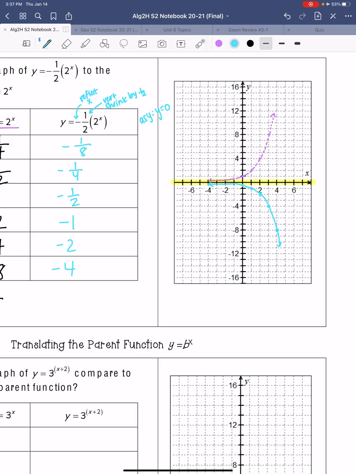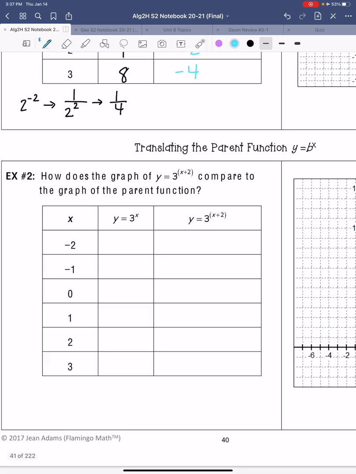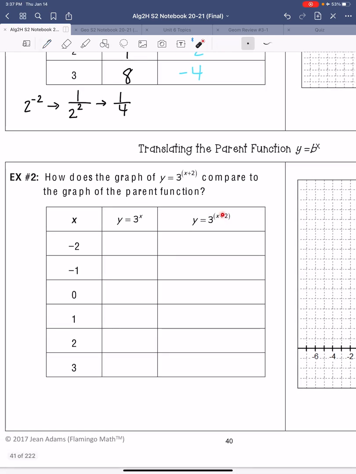All right, let's go ahead and try our next one. So this one is going to give us that shift right and left. It's inside the function, so we're going right and left, opposite of what you think. So this is going to go left, left 2. Again, I have no ups, downs, so that means my asymptote is still at y equals 0. So we will go ahead and start again with our parent function. Again, your parent function is changing based off of your base. So we have y equals 3 to the x power.